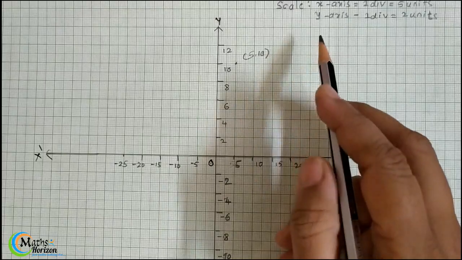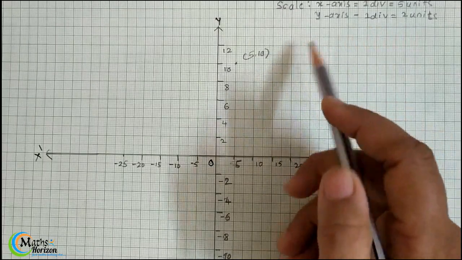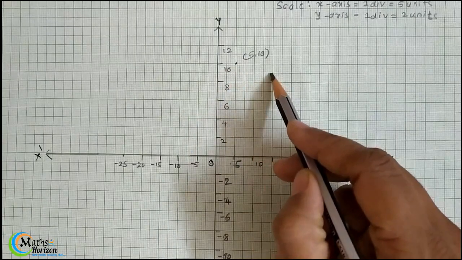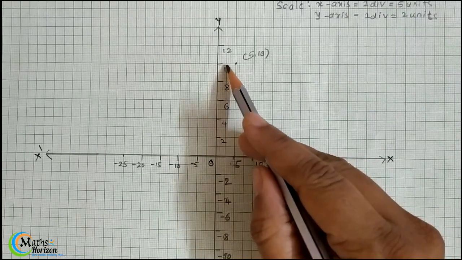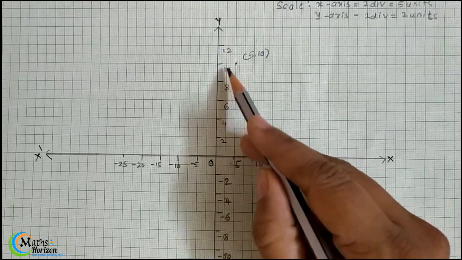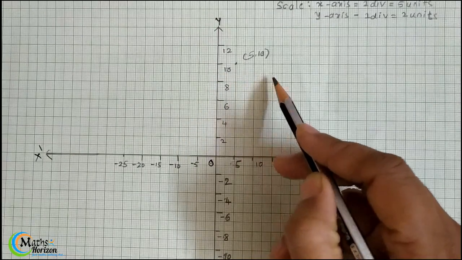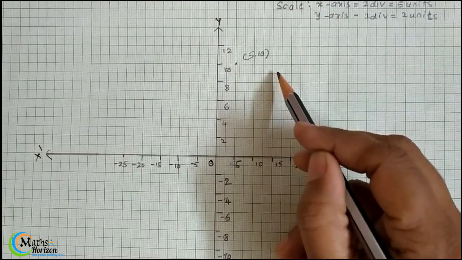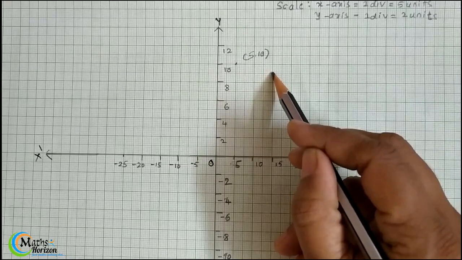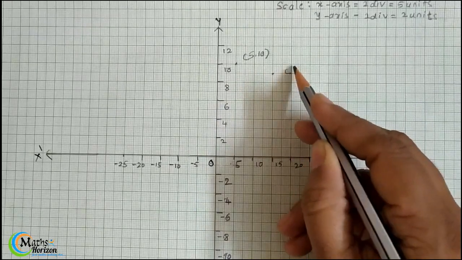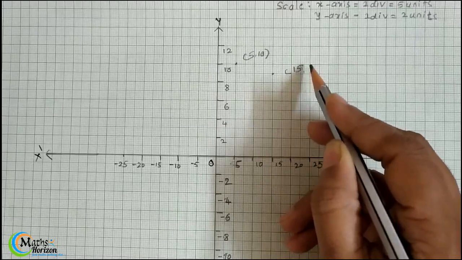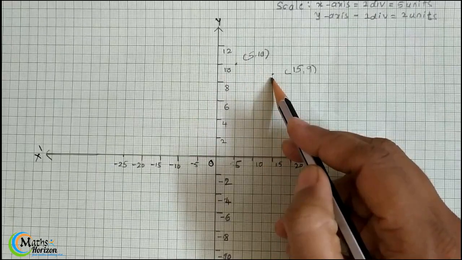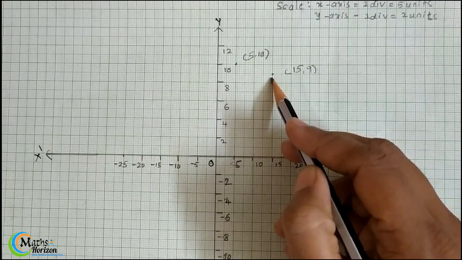So as we have taken y-axis 1 division is equal to 2 units, you can observe here, between the 1 division there is a half division. So this is 8. The next division is 10. So in between these two, the half division is 9. So here we can write when x is 15, y is 9. So here is the point of coinciding of these two lines. So these are 2 points. So this is the graph of the linear equation.